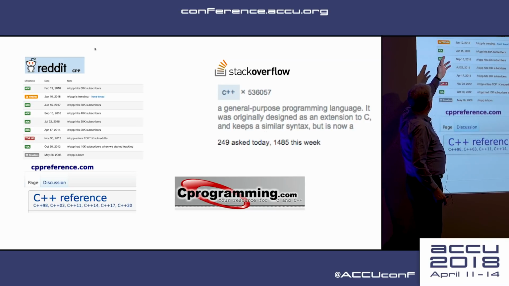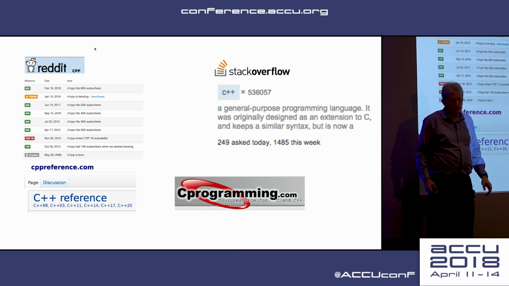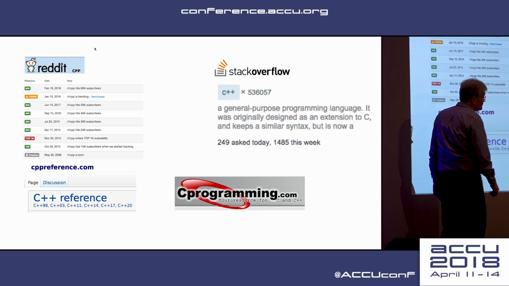And of course, Reddit. The CPP subreddit was only started in 2008, and it took 4 years to get its first 10,000 subscribers and enter into the top 1,000 subreddits, but it has gained about 10,000 new subscribers about every year. So it's a very, very popular venue for information about C++.